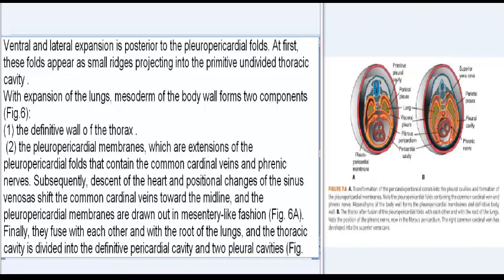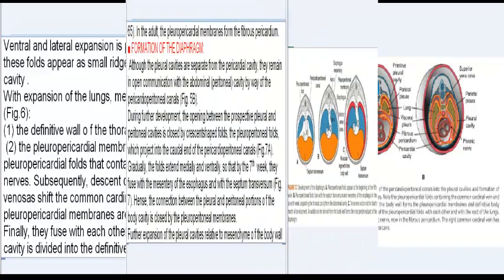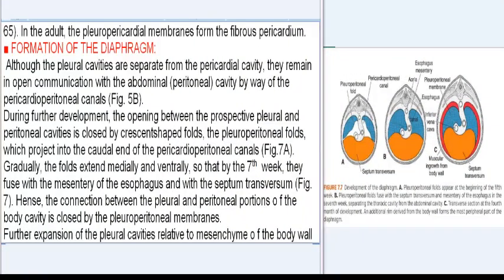Subsequently, descent of the heart and positional changes of the sinus venosus shift the common cardinal veins toward the midline, and the pleuropericardial membranes are drawn out in mesentery-like fashion, Fig. 5.6a. Finally, they fuse with each other and with the root of the lungs, and the thoracic cavity is divided into the definitive pericardial cavity and two pleural cavities, Fig. 5.6b. In the adult, the pleuropericardial membranes form the fibrous pericardium.